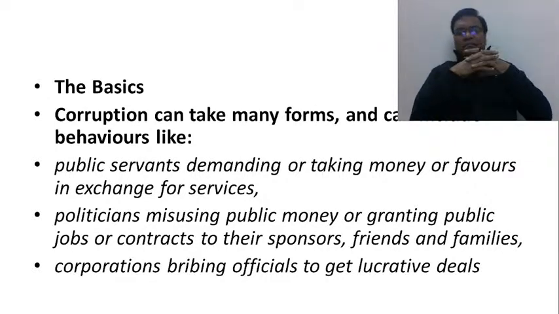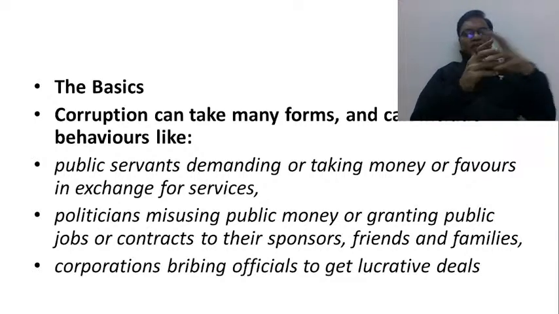How can this corruption be there? You can see here, corruption can take many forms. It includes many behaviors like public servants demanding or taking favors in exchange for services. You know, you are going to a government office, the district collector's office.